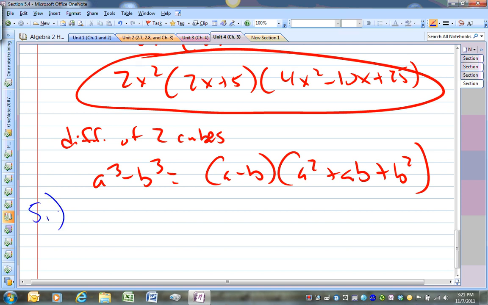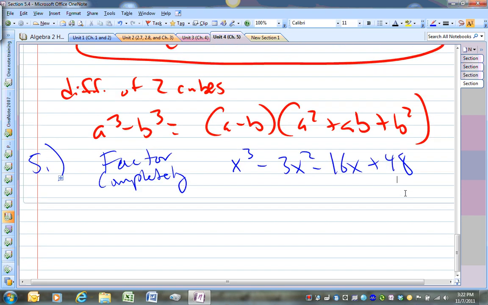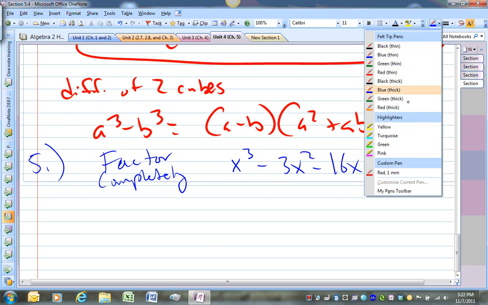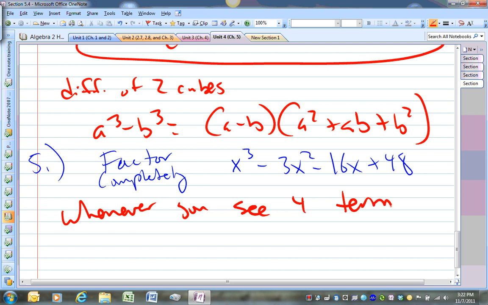Okay, let's keep moving. Number 5. Again, factor completely. And here we go. X cubed minus 3x squared minus 16x plus 48. If you recognize this, there's 4 terms, right? Whenever you see 4 terms, try factor by grouping. We talked about this a while ago.